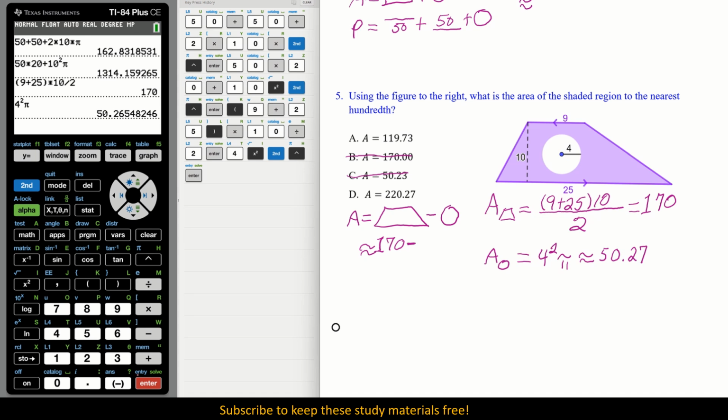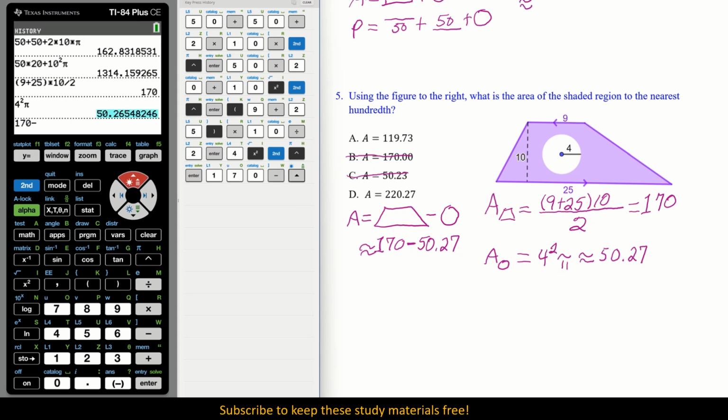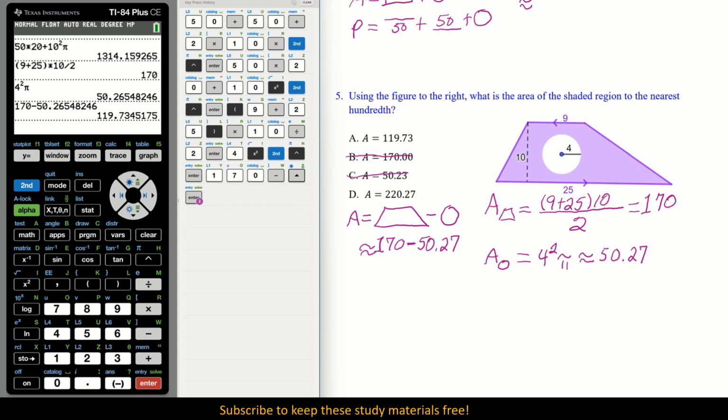Okay, so now let's subtract that. So we've got A and D. So this is what I'm going to do. I'm going to say 170 minus, I'm going to go up and capture my prior answer for my circle, bring it down, push enter, and I get 19 point something. Yeah, that's great. Worked out great. And it's option A. Okay, let's keep going.